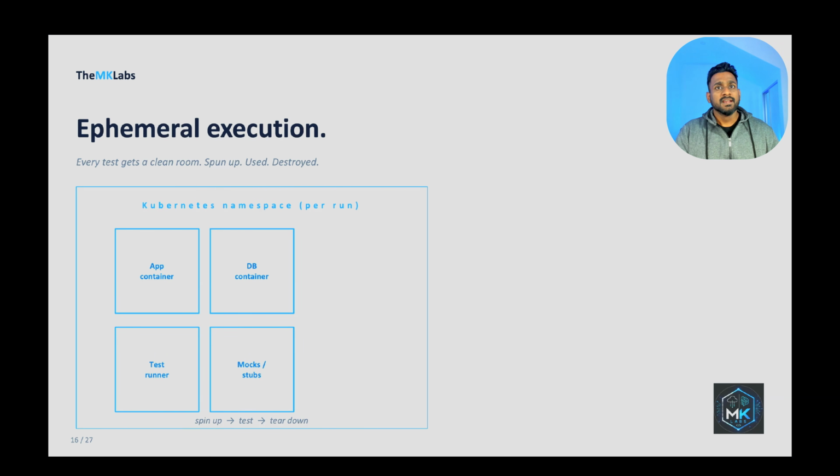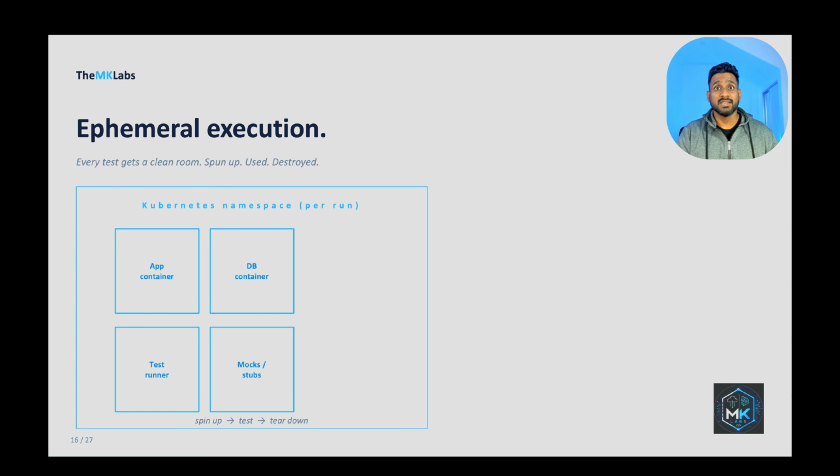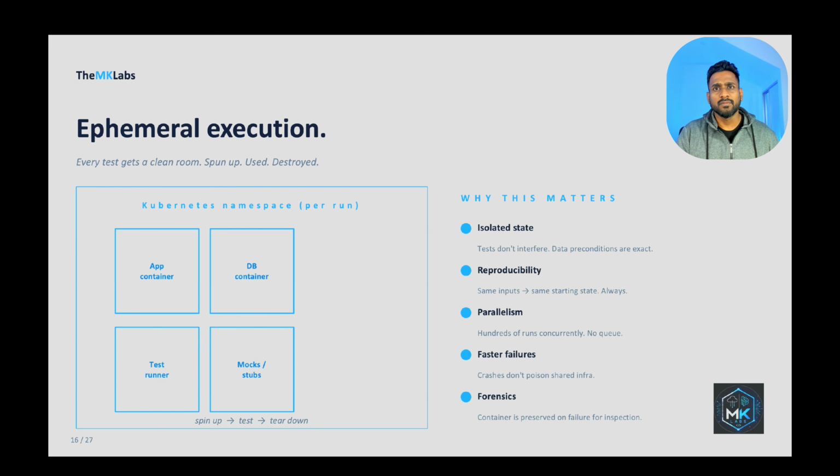Now, the next layer is ephemeral execution. Every test run gets a clean room. Think of a Docker or Kubernetes namespace run: app container, DB container, test runner, spin up, test, tear down. This sounds like an infrastructure detail, but it's actually quite primitive, because shared environments create fake confidence. Data preconditions drift, tests interfere with each other, flakiness becomes normal. Ephemeral runs give you isolated state, reproducibility and parallelism. Same input, same starting state. And when failures happen, you can preserve the container for forensics.